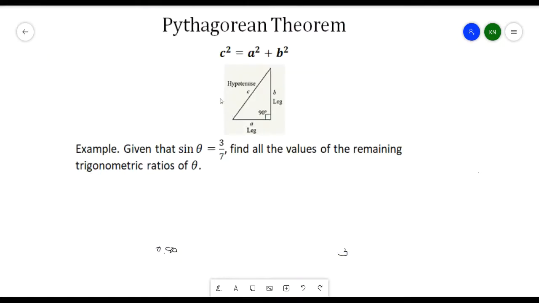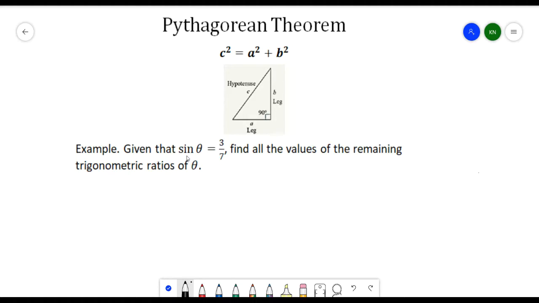Now let's move on to the last discussion of this video. We have the Pythagorean Theorem. From your high school, even from your elementary days, you are already familiar with the Pythagorean Theorem. The Pythagorean theorem comes in the formula c squared is equivalent to a squared plus b squared. So c is the hypotenuse, and a squared and b squared are the squares of the two legs of our triangle, given this reference triangle here.